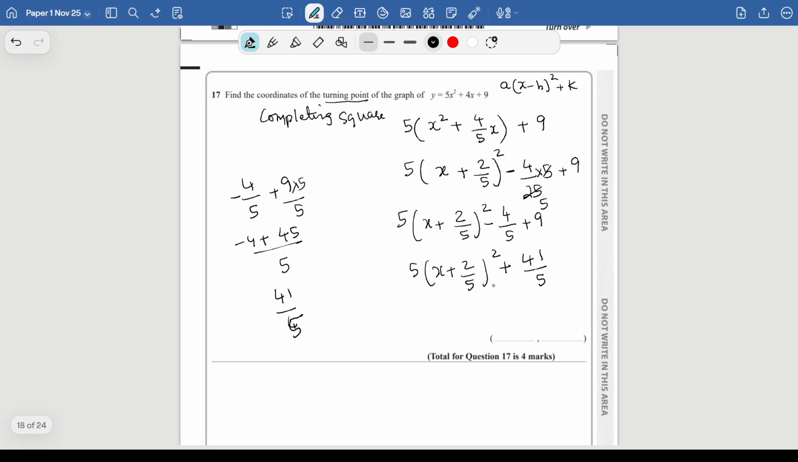So now I have made this quadratic equation in the vertex form, in this form. So what is the vertex now? H and K. So H and K are these terms, right? But you need to change the sign of the H here because it's positive. It has to be in this form. So H will be negative 2 fifths and K is the same term, 41 over 5.